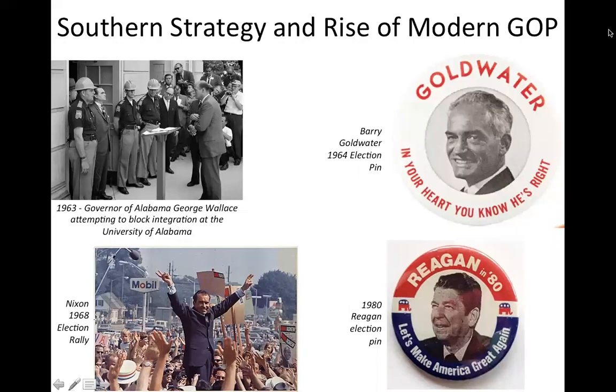All right. So the next section we're going to talk about is the Southern Strategy, and essentially the rise of the modern Republican Party that really took form in the late 50s and throughout the 60s, particularly around these four people: George Wallace in the late 50s and early 60s, Barry Goldwater in the 1964 election against LBJ, Nixon in '68, and then Reagan in the 80s.